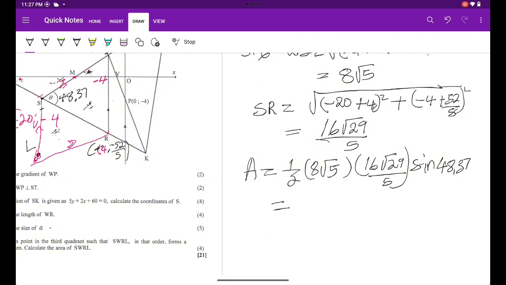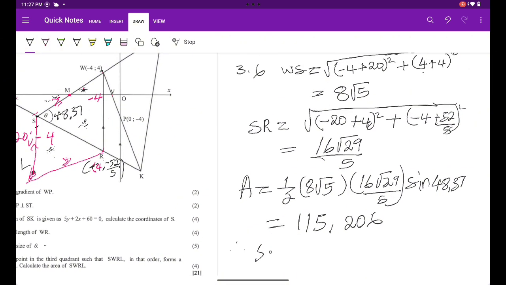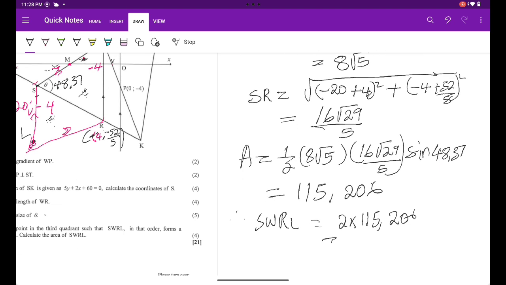Alright, so if we just punch this on our calculators, we will simply get something like 115.206, and now we double that, so we will get the area of SWRL, which will be double that, so it's 2 times 115.206, which is giving us 230.41. Okay, that ends our question number 3.